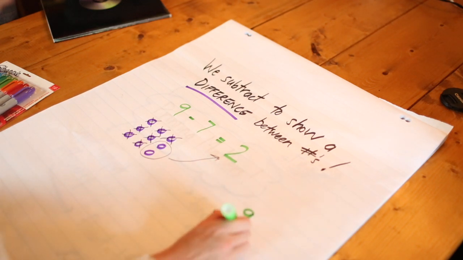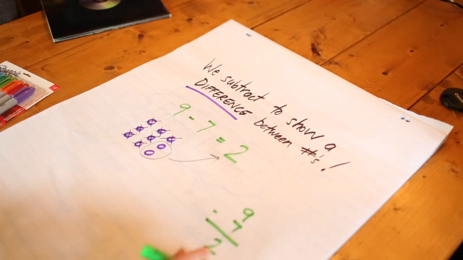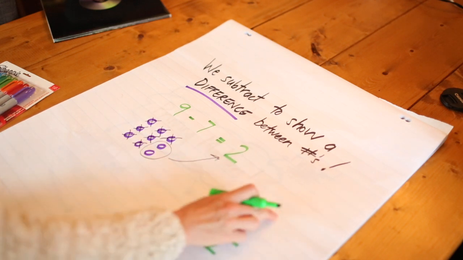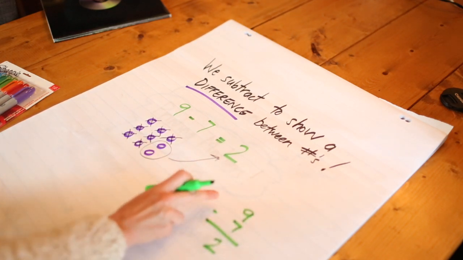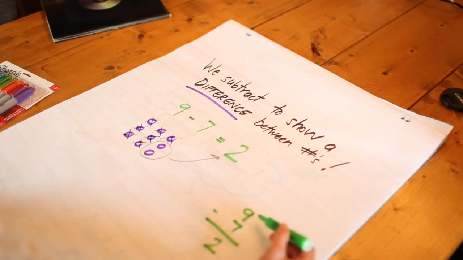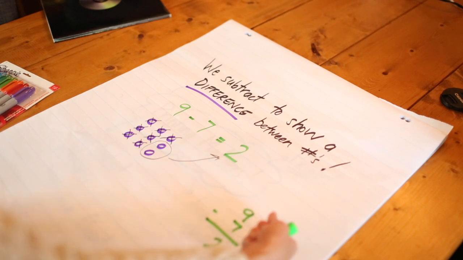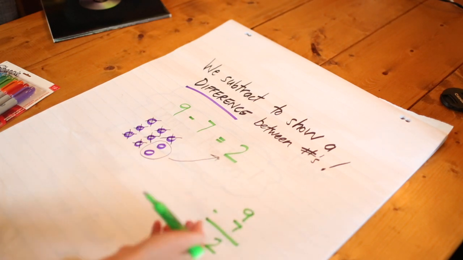9 take away 7 equals 2. Where we run into problems by showing our kids this method right away is their lack of understanding that the number that's the higher quantity should go on top, because we have to be able to take away the smaller quantity from the top number. That's a really difficult concept for kids.